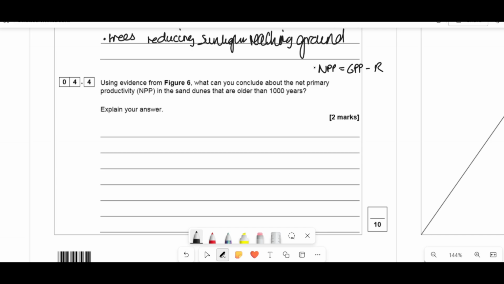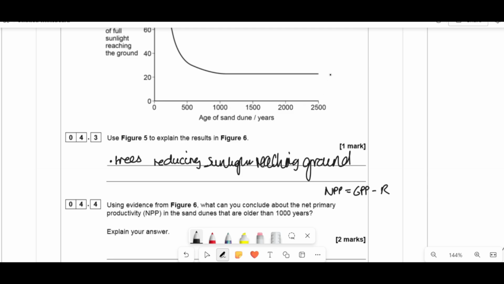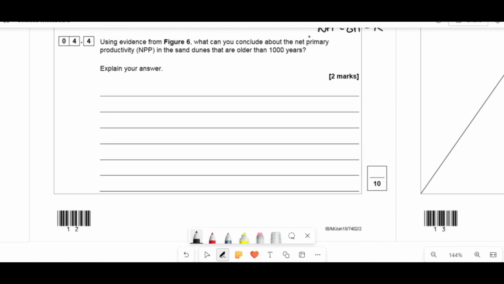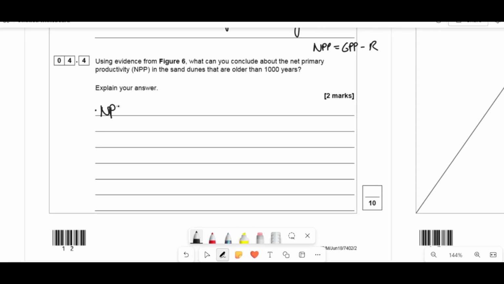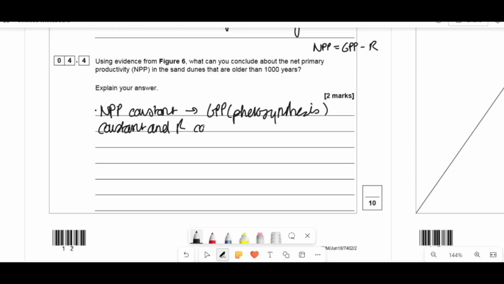However, that's net primary production. Productivity is per unit time as well. So here, what we're saying about things that are over 1,000 years old is that the light reaching the ground is the exact same. So that means their photosynthesizing is going to be the same. But the respiration is always going to be the same. So that means that NPP is the same. So NPP is constant because GPP, which represents photosynthesis in these plots, is constant, and respiration is constant.